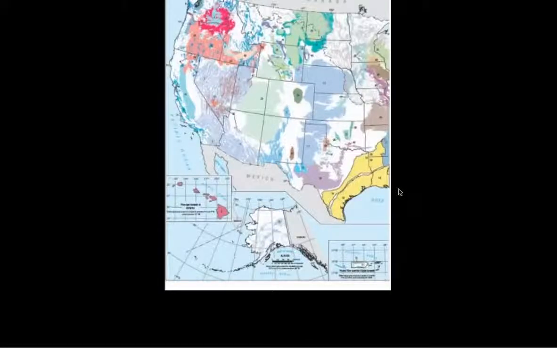Here are aquifers in the western United States. Here is the Colorado Plateau aquifer, mostly sandstone and limestone up here with some conglomerates. Here's the Basin and Range aquifer where we live.